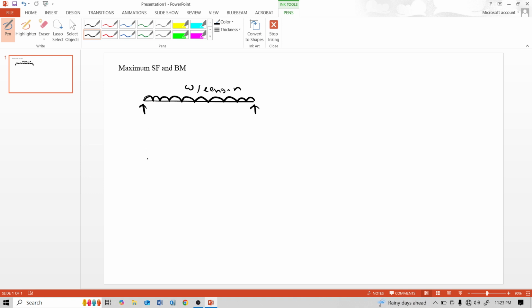Shear force for this beam is, see, consider this distance L. WL load acts on this L by 2 distance from this point A, and reaction at point A is WL by 2 and at point B is WL by 2.